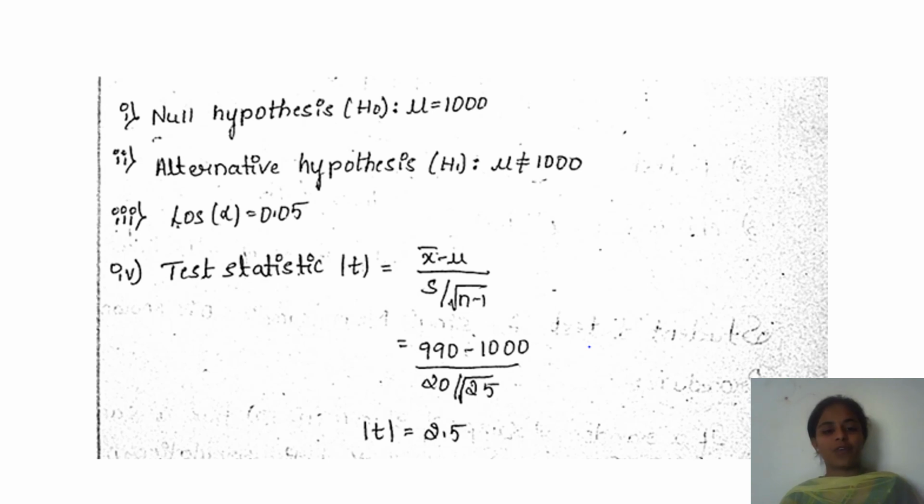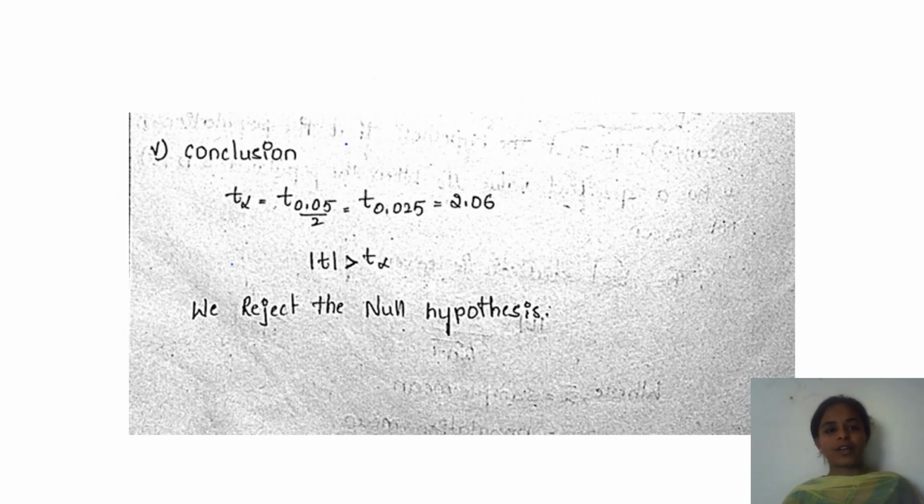And next we have to find the test statistic, and the formula of the test statistic is x bar minus mu by s by root of n minus 1. Here x bar equals 990 and mu equals 1000. Standard deviation is 20 and root of n minus 1 is root 25. So after we calculate, the value of t is 2.5, and next we have to find the conclusion.